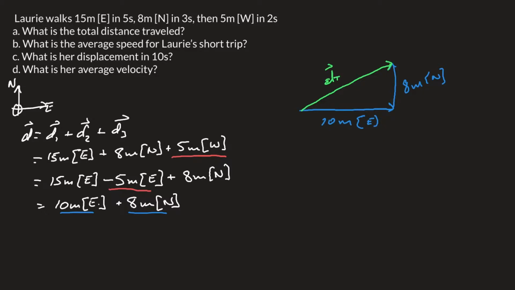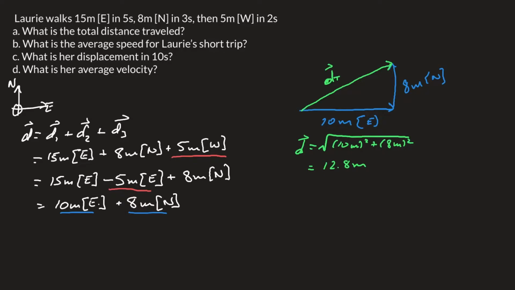I can solve for d_T, or the total displacement, by using Pythagorean theorem, or by rewriting Pythagorean theorem so that it looks like this. And then I have 10 meters squared plus 8 meters squared. That's going to give me 12.8 meters. So that's the length of that line.